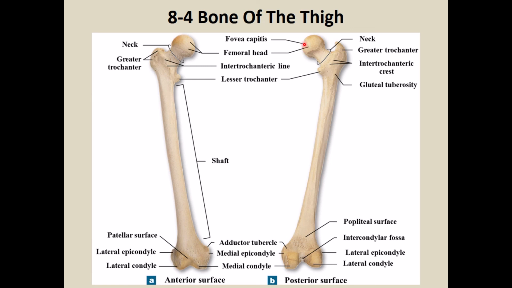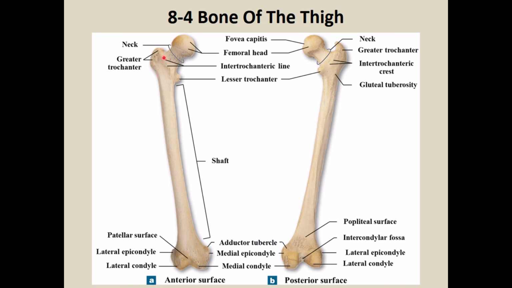And also you can see the fovea capitis. This is where a ligament attaches, and also blood vessels go and supply the head of the femur. And then you have the neck, and the neck area is important clinically because this is the most common area to break in osteoporosis. And then you have the trochanters. Trochanters are bony prominences. One is located medially, this is called the lesser trochanter, and the other one is located laterally, this is called the greater trochanter.